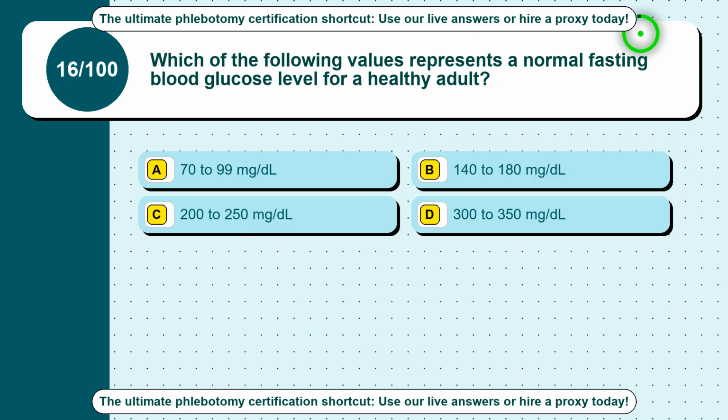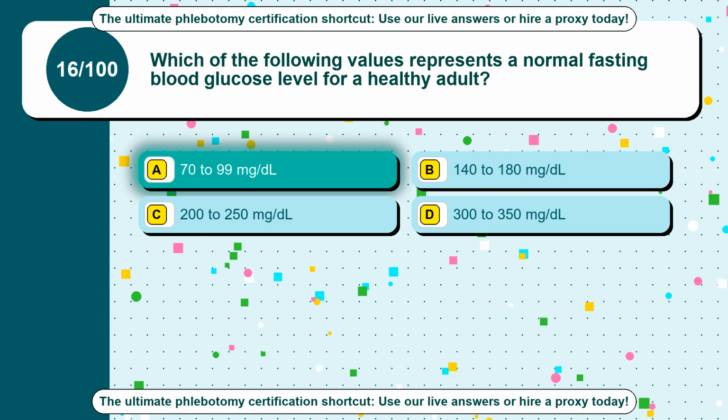Question 16. Which of the following values represents a normal fasting blood glucose level for a healthy adult? Option A, 70 to 99 mg/dL. Option B, 140 to 180 mg/dL. Option C, 200 to 250 mg/dL. Option D, 300 to 350 mg/dL. The correct answer is option A, 70 to 99 mg/dL.